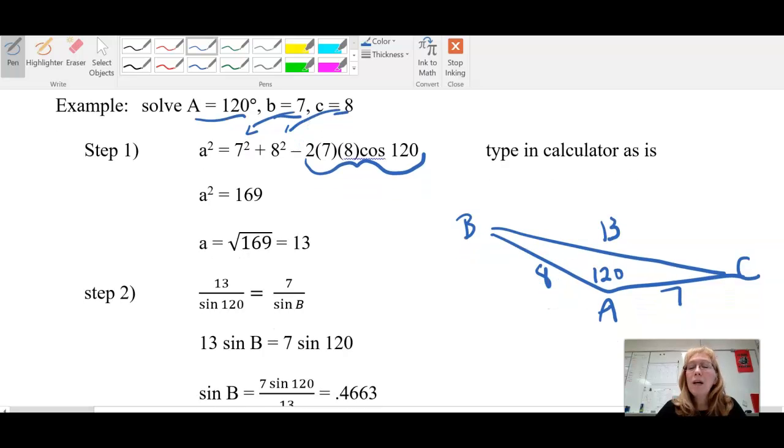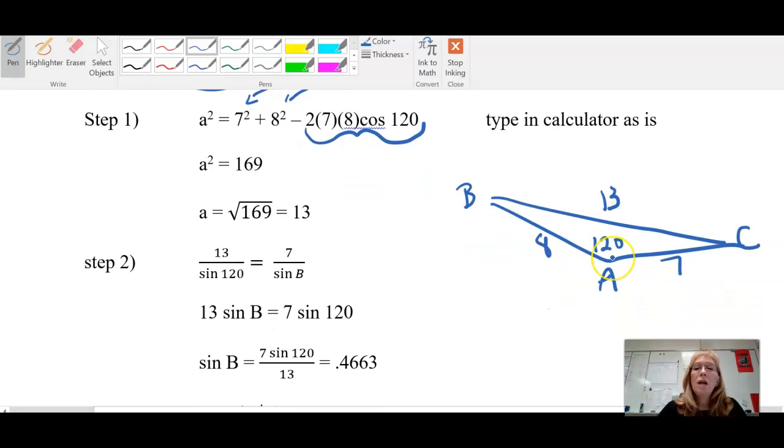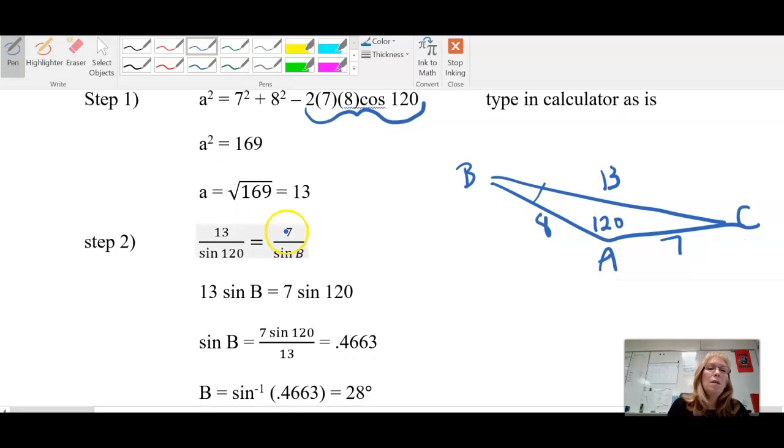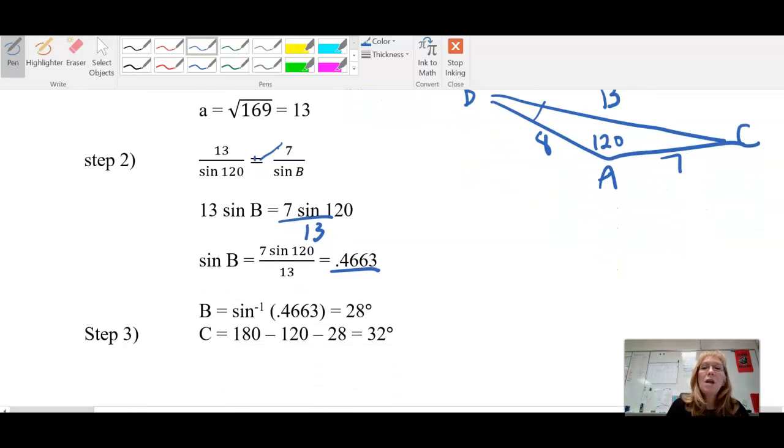Now we're using the law of sines. So we do 13 over the sine of 120. If we find B first, 7 over the sine of B. Now it's just your math. So 7 times sine of 120 divided by 13. Remember, don't clear your calculator. Take the inverse sine, and we get this angle is 28 degrees. Subtract, so 180 minus 120 minus 28, and we get C is 32. And we have now solved our triangle.